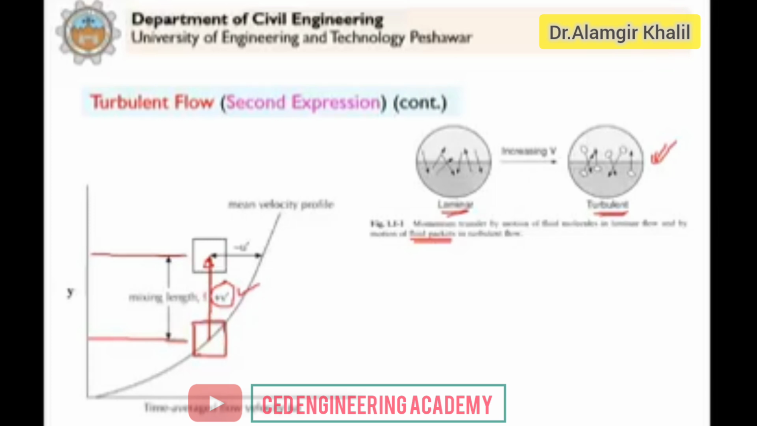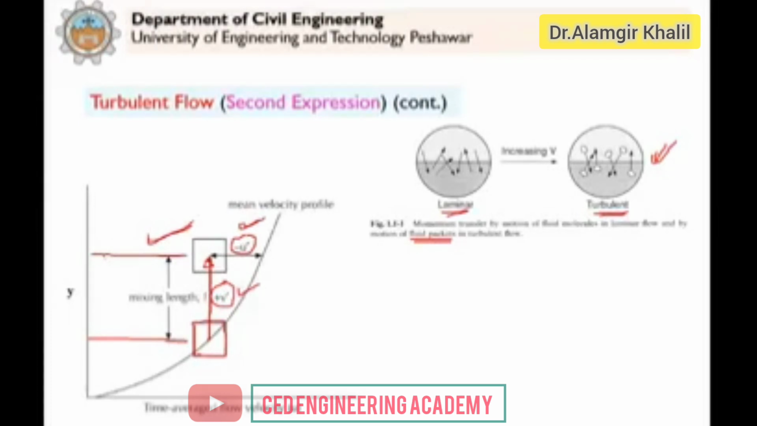But you can see that when this particle moves from a layer which has less velocity to this layer, which has more velocity, it will bring a change in the velocity, which will be minus u dash. Clear? Because it is moving from a low velocity layer to a higher velocity layer, it will try to slow down. So the change that it brings in this layer will be negative. That is why this plus v dash is related with the minus u dash.